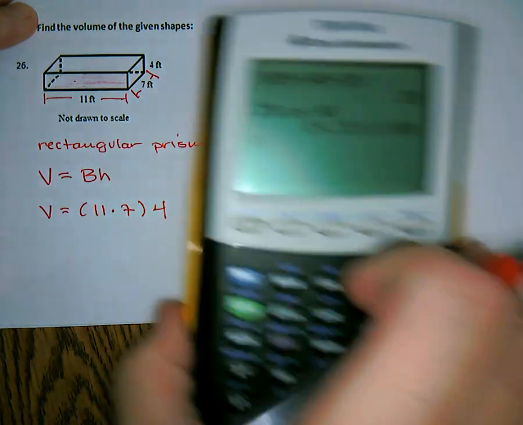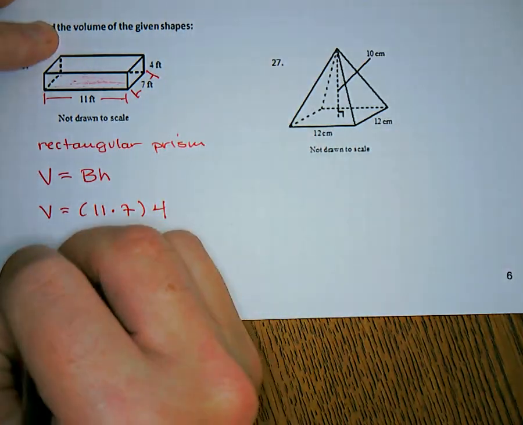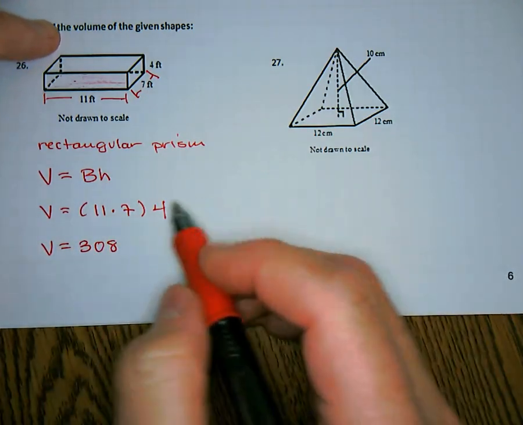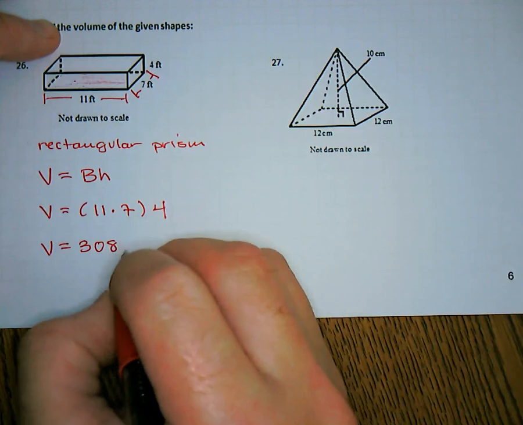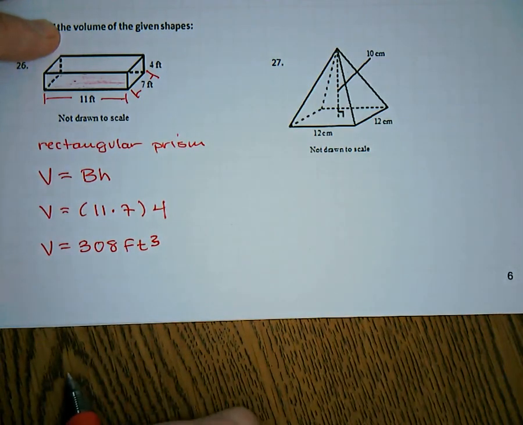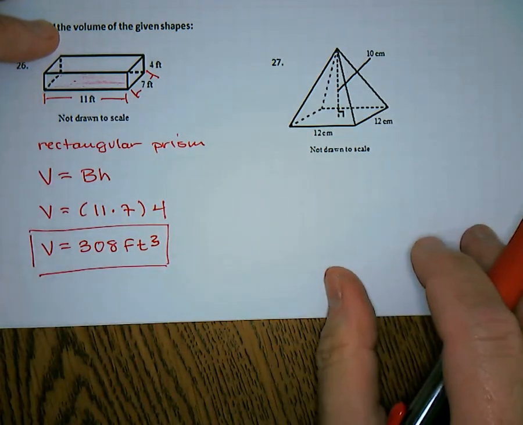So let's multiply that through. 11 times 7 times 4, in which case we get 308. So our volume is going to be 308, and we're talking about feet, but a volume is cubic feet. Okay? 308 cubic feet.